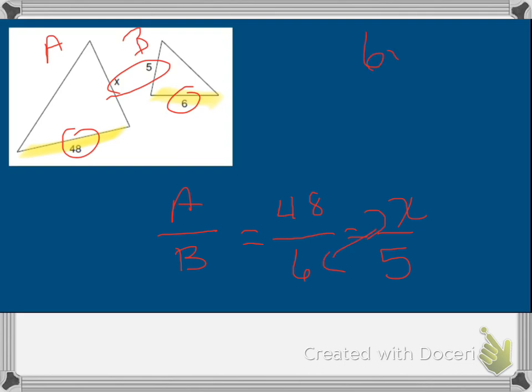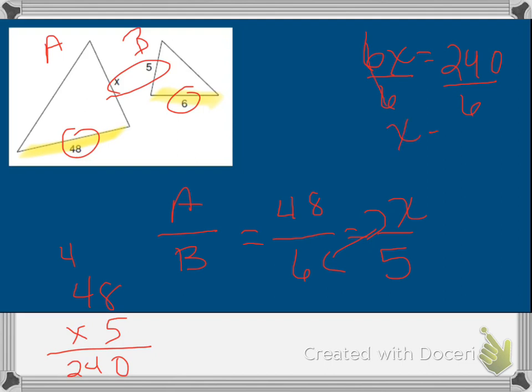So I've got 6x is going to be equal to 48 times 5. Now that I need some doodle work for. 5 times 8 is 40, 5 times 4 is 20, plus 4 is 24, so that's 240. And then I'm going to divide both sides by 6 to isolate my x. 240 divided by 6 is 40. So then this side of triangle A, this leg, is 40.